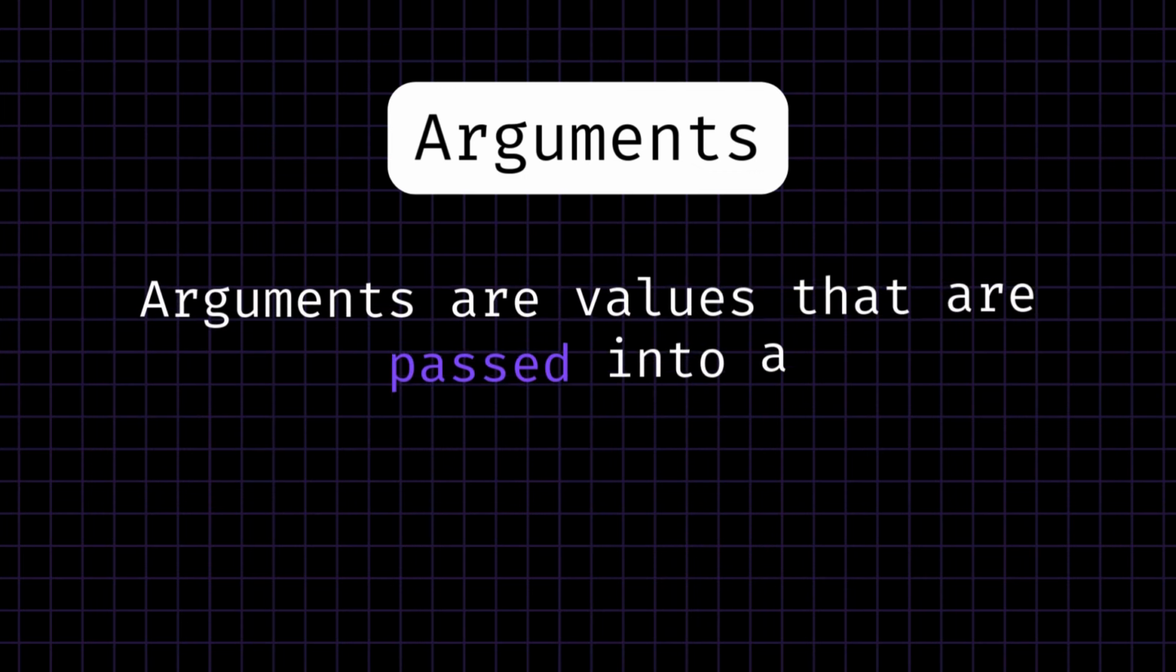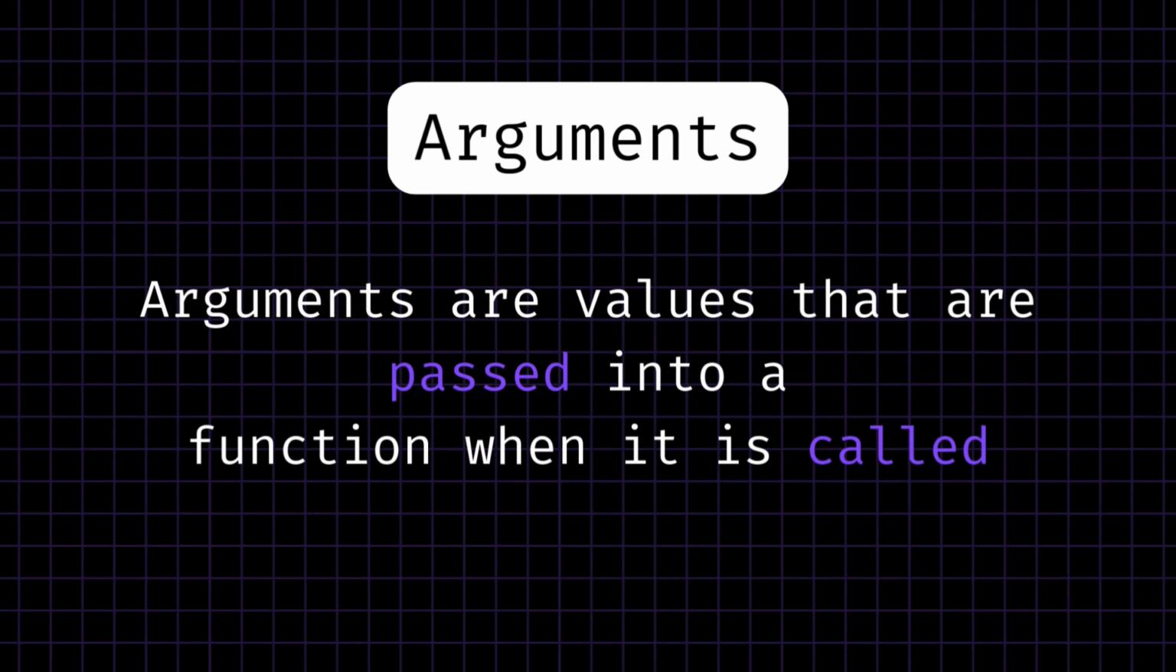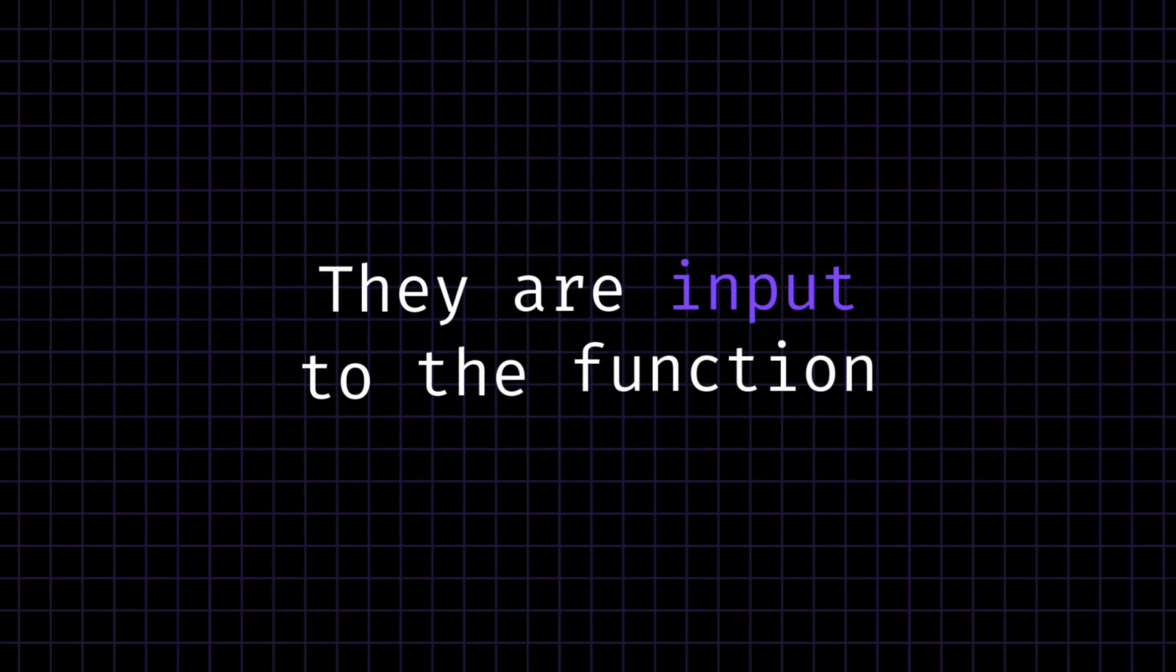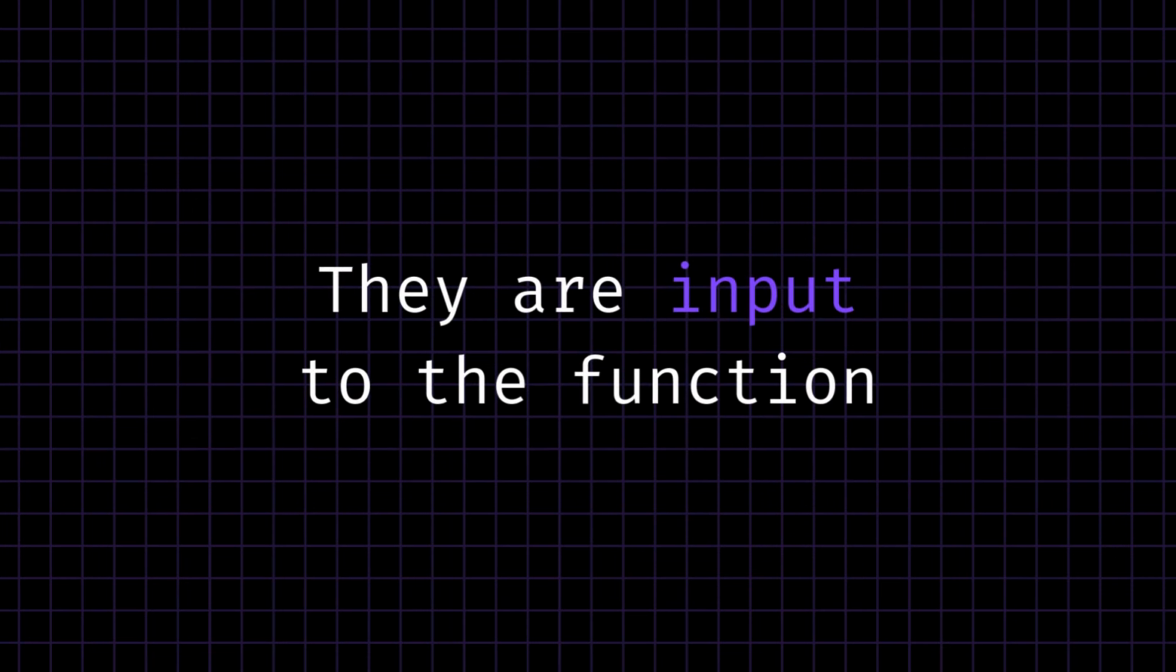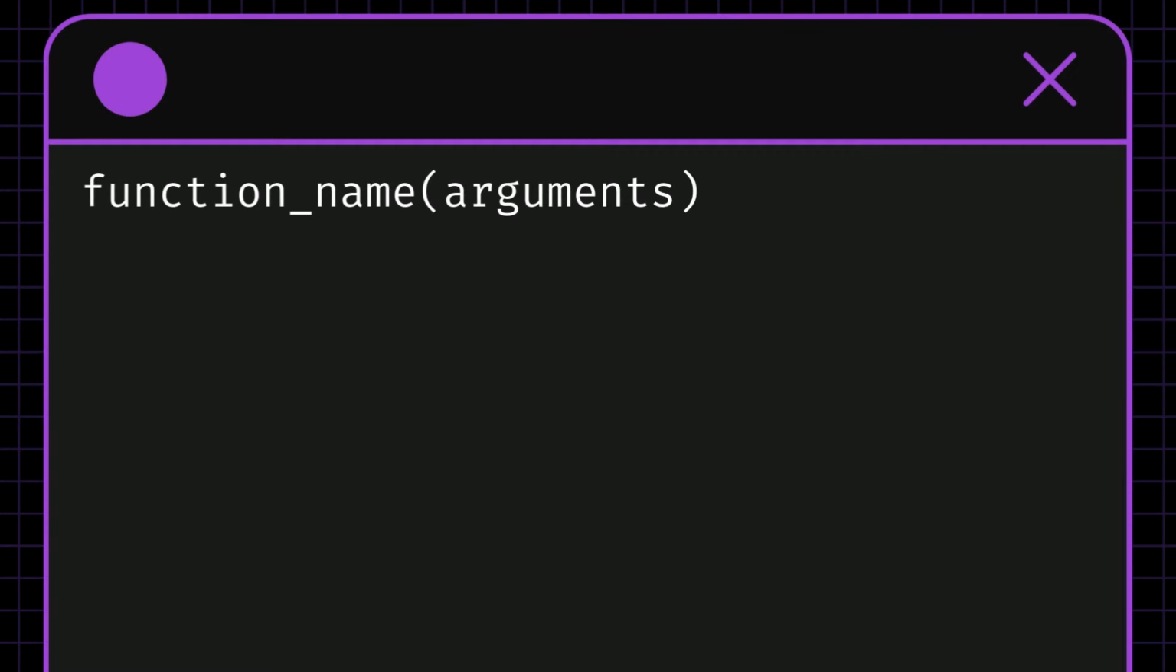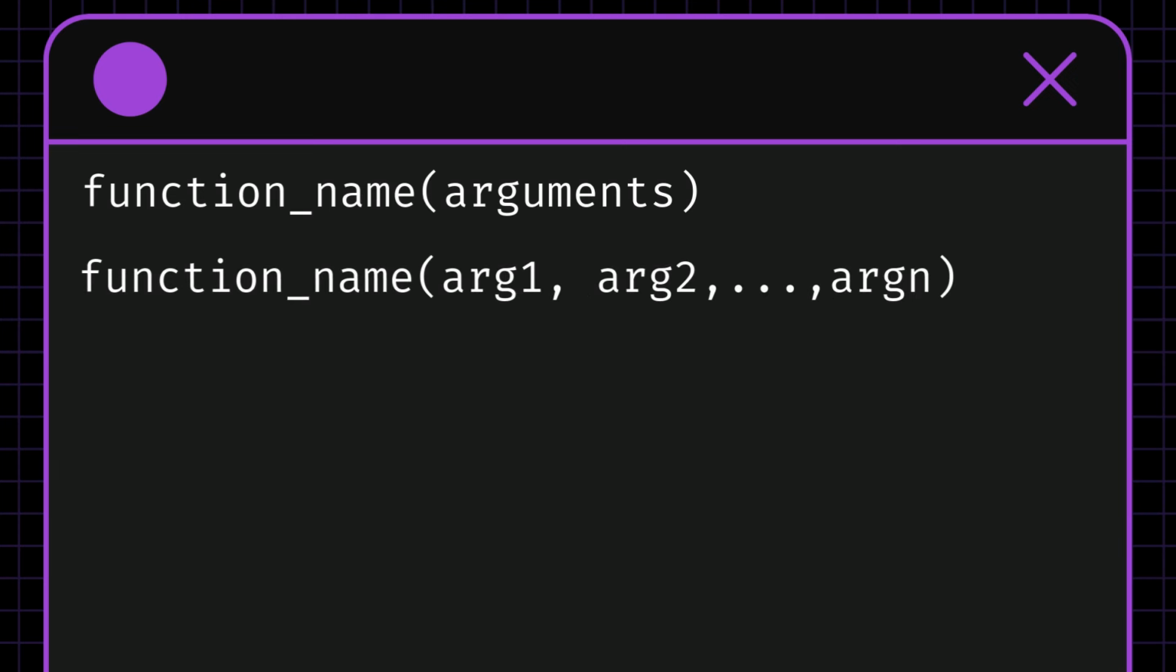Functions are often used with arguments. Arguments are values that are passed into a function when it is called. They allow you to provide input to the function so that it can perform tasks using the data. In a function definition, arguments are placed inside the parentheses. You can pass multiple arguments to a function separated by commas.